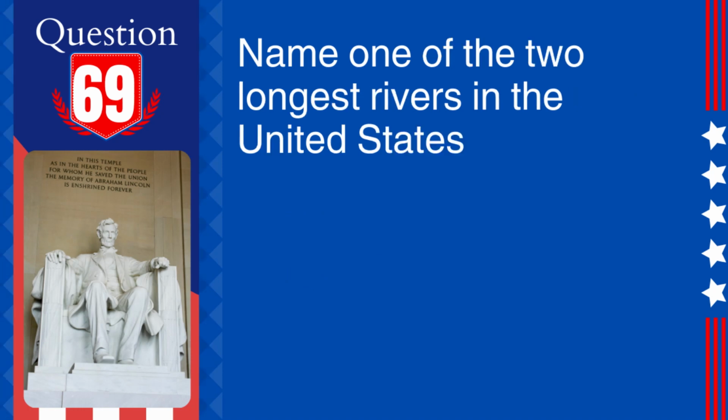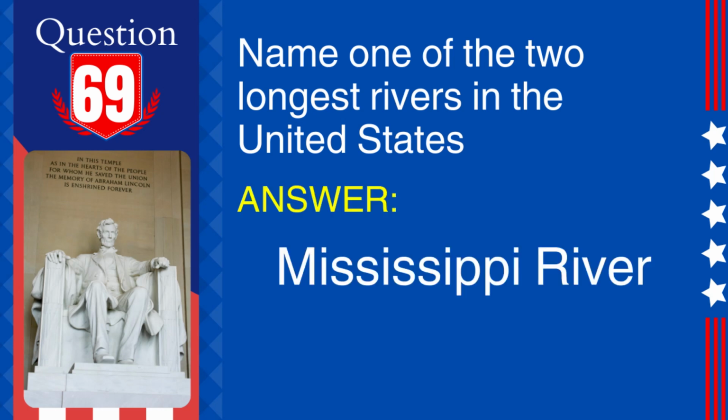69. Question. Name one of the two longest rivers in the United States. Answer. Mississippi River. Explanation. The Mississippi River is one of the longest rivers in the United States, flowing from northern Minnesota to the Gulf of Mexico.